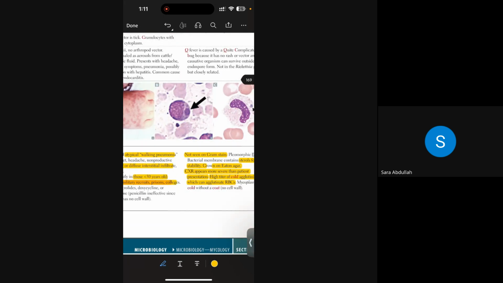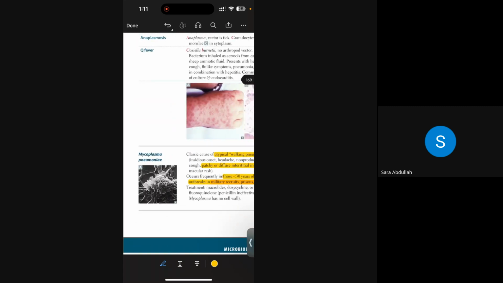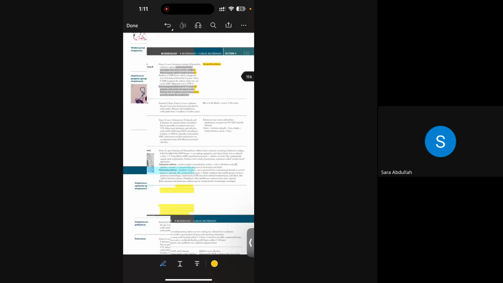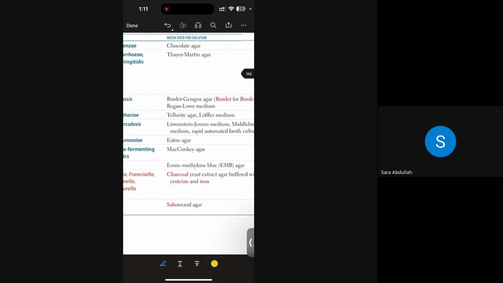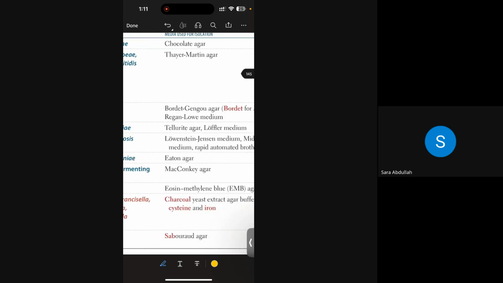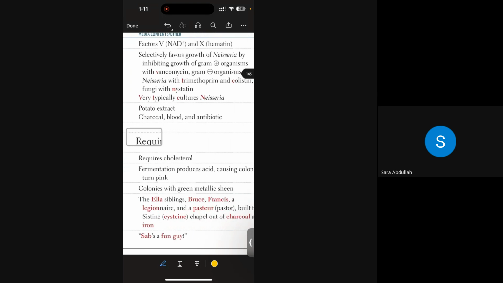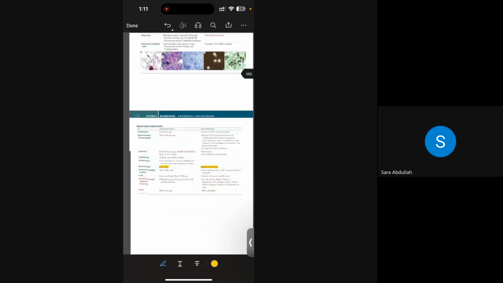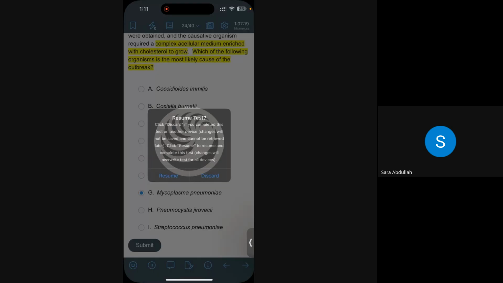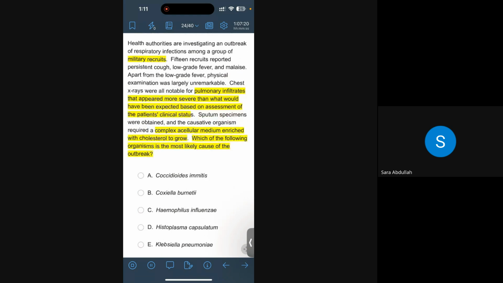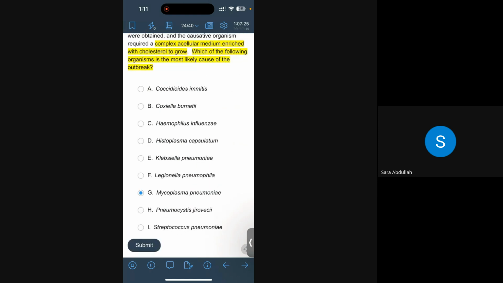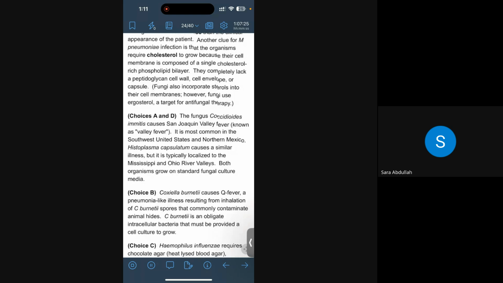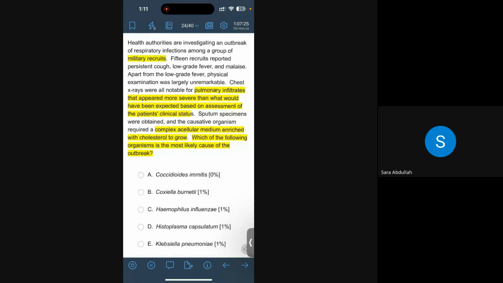All four things mentioned in the question can be explained by Mycoplasma pneumonia, and Eaton agar is also explained. Mycoplasma pneumonia on Eaton agar requires what? Cholesterol. So in our patient, all four things are consistent with Mycoplasma pneumonia. Walking pneumonia, worse X-ray, cholesterol. Okay, let's move on to the next one.